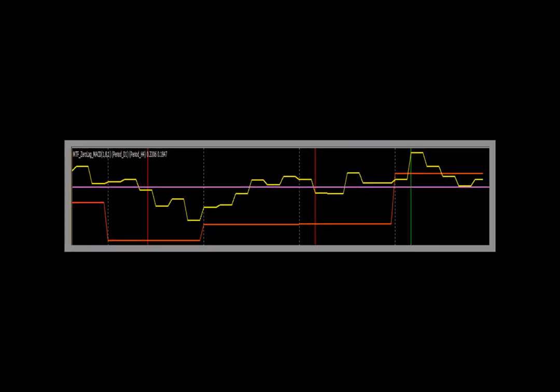This is the multi-time frame zero lag MACD indicator, which is in the bottom of every chart. The purple line is the zero baseline, the yellow line is the 4-hour trend, and the orange line is the daily trend. If one or the other is above the purple baseline, then that tells you that the trend is either up or down or flat.